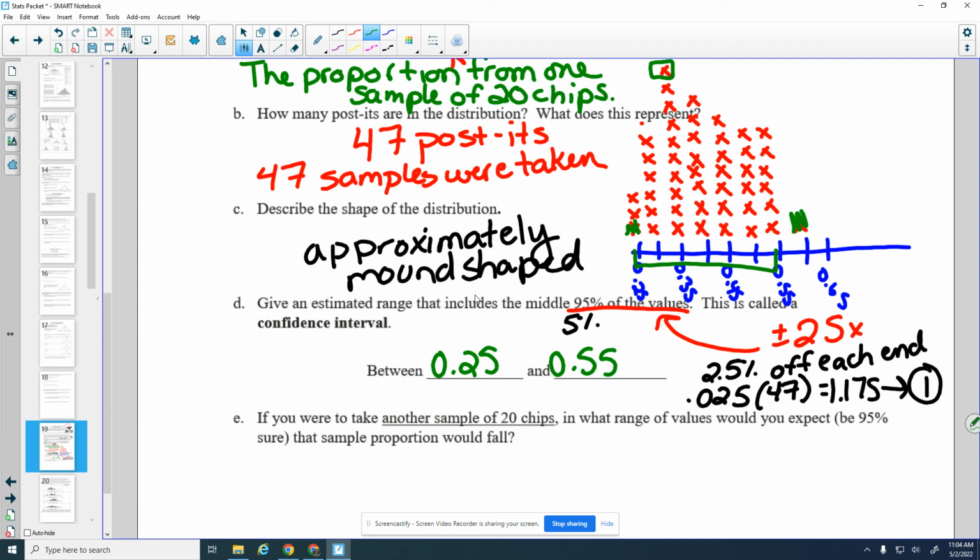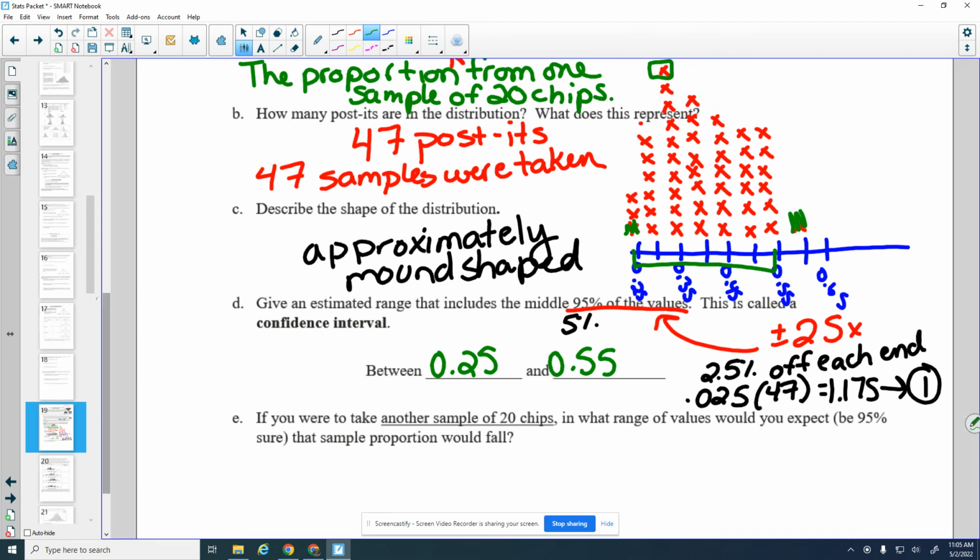Specifically, we'll look at this next question: if you were to take another sample of 20 chips, in what range of values would you expect, or be 95% sure, that the sample proportion would fall? It has to be the same size sample as what we were doing. We were doing samples of 20. So we can use this data and say these are the expected values. If this represented the population perfectly, we would get 0.40 every single time, because that's what the whole population has. But it doesn't, and it's a small sample. We'll talk about how bigger samples are better in most cases in terms of narrowing that range. But for samples of 20, we would expect it to fall between those two numbers.